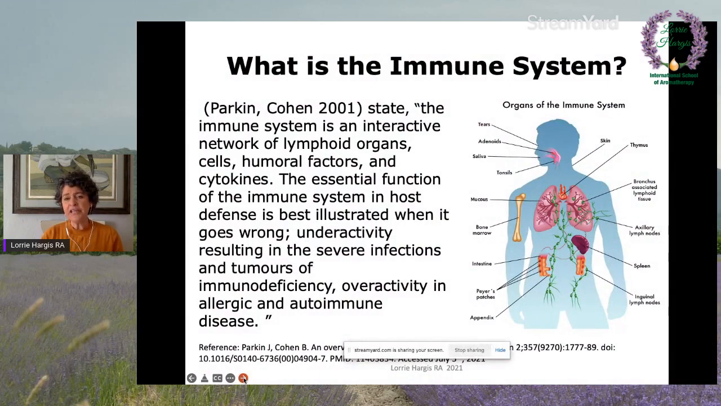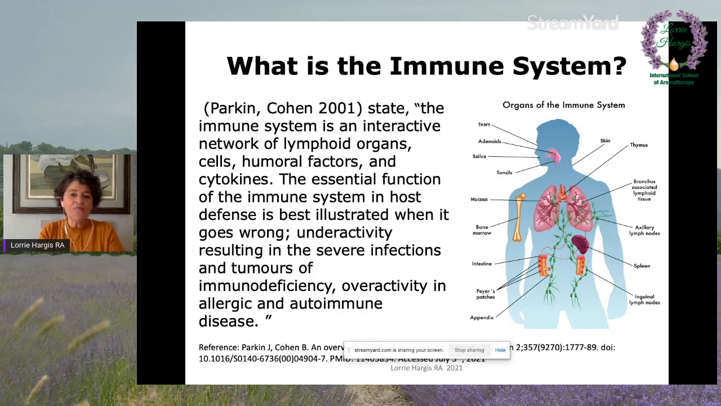Now let's look at our immune system, because our immune system is so important, and it's connected to so many different systems of our body. Without an immune system, your body can't function. Parkin and Cohen, 2001, state the immune system is an interactive network of lymphoid organs, cells, humoral factors, and cytokines.